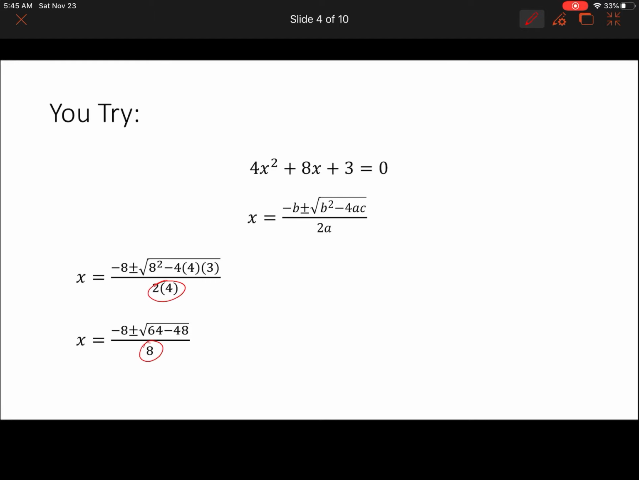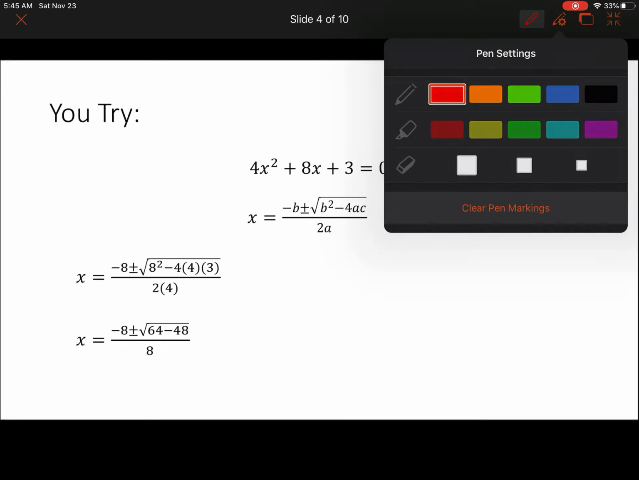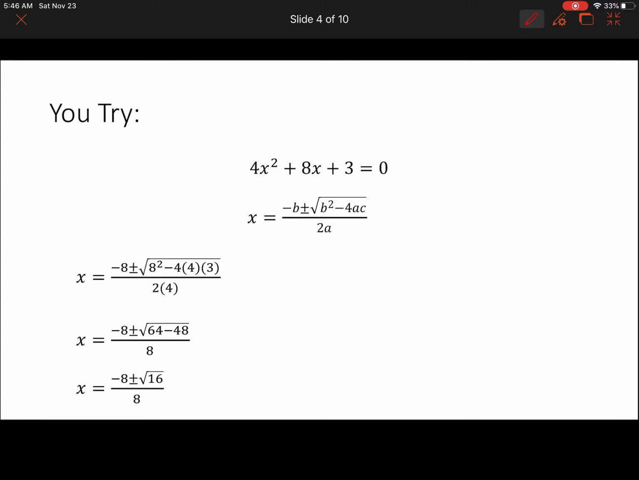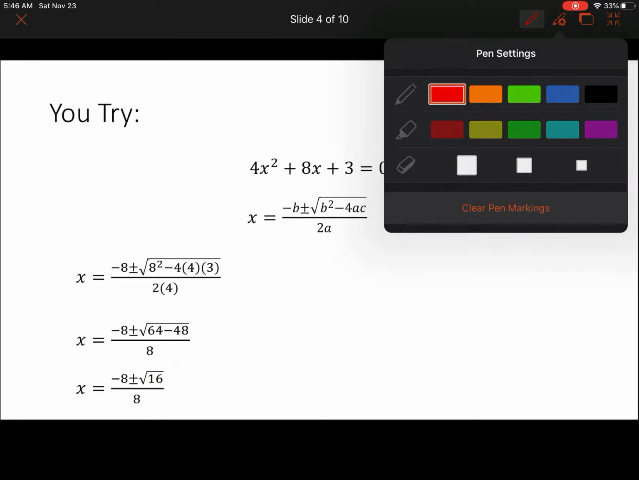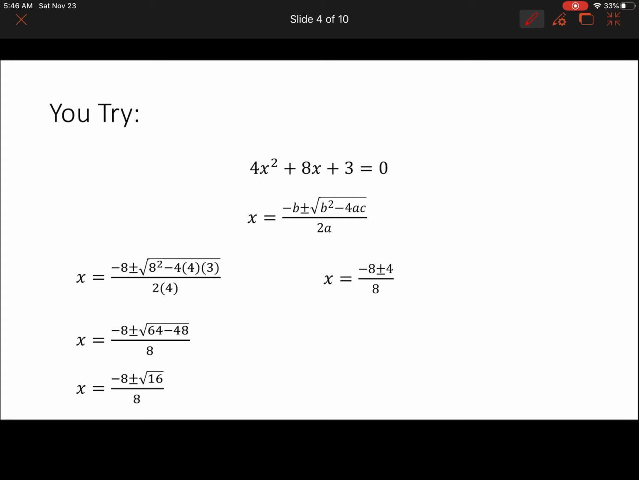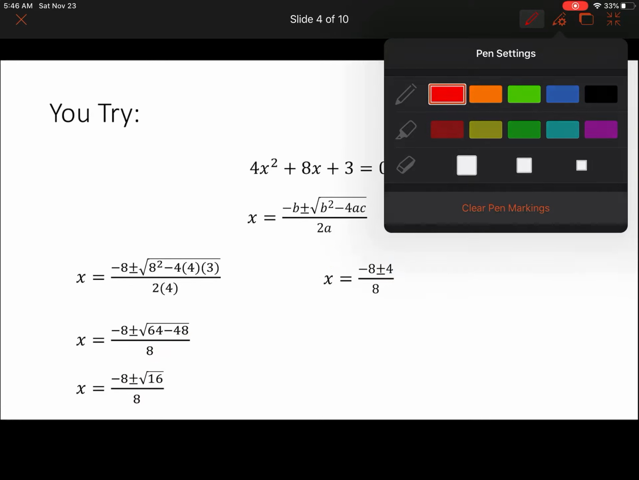This 2 over 4 is there. This 4 times 4 is 16 times 3. That's equal to 48. 8 squared is just simply 64. Now, some of you might be tempted to take the square root of this. Don't, unless it's multiplied. Next step, 64 minus 48 is 16. And the square root of 16 is just 4. This plus or minus stays here from here.